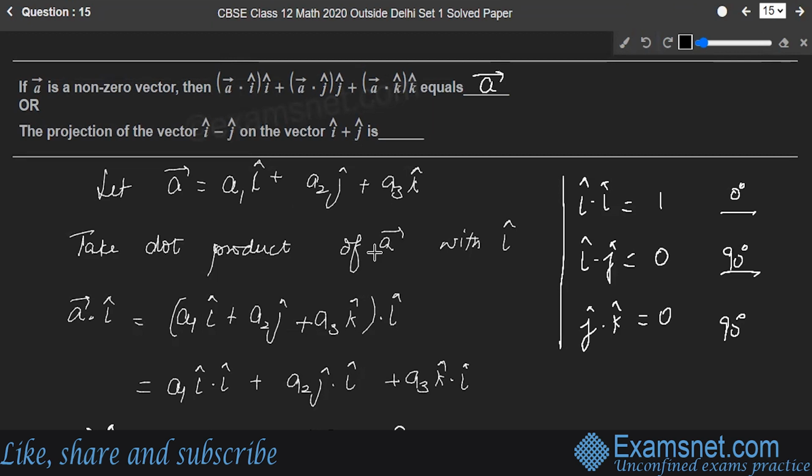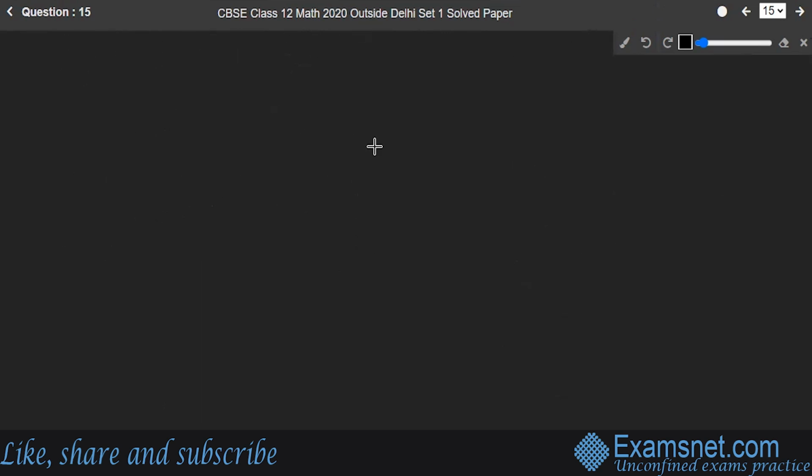Hope you got that. Let's move to the next question then, the B part of this question. The projection of the vector I minus j on the vector I plus j is equal to. Okay, B part, let's see. A is I minus j and B is I plus j.